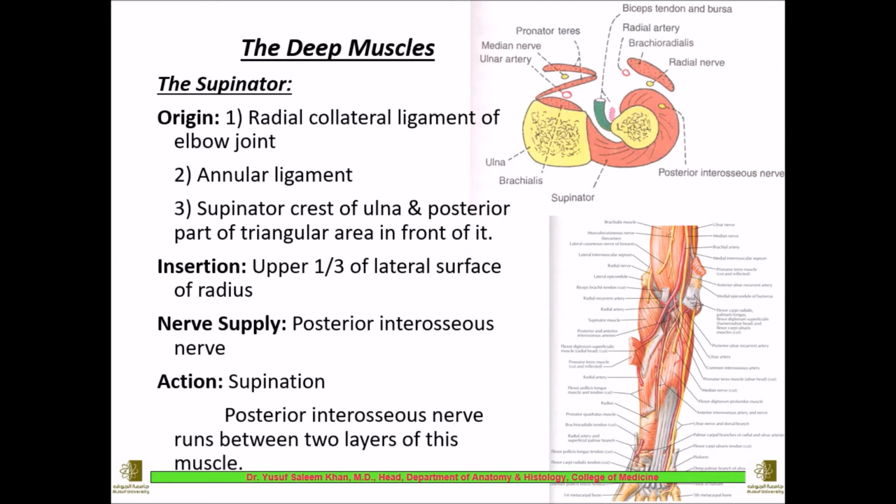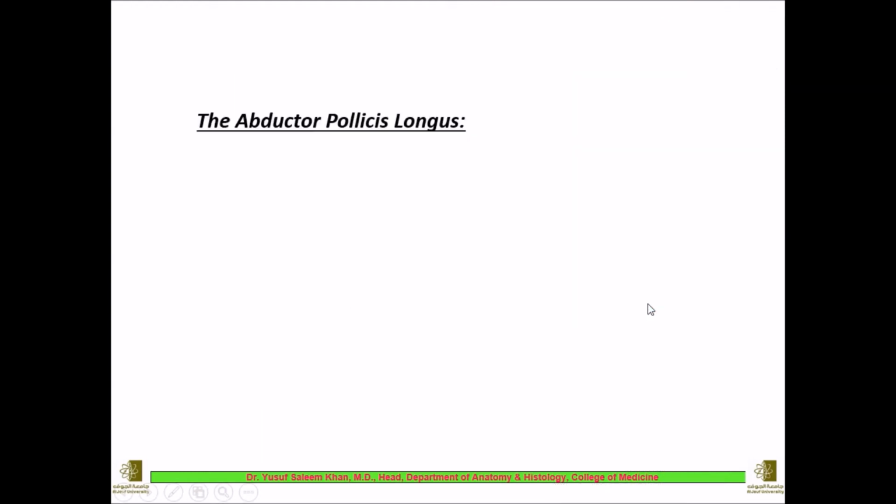The typical feature of this muscle is that the posterior interosseous nerve runs between the 2 layers of this muscle. If you can see here in this picture, they have shown the posterior interosseous nerve passing through this muscle. So here also you can see this is the radial nerve. As it comes below near the elbow joint, it divides, and this nerve, that is the posterior interosseous nerve, which is a branch from the radial nerve, passes through the 2 layers of the supinator. This is how the supinator can be identified.